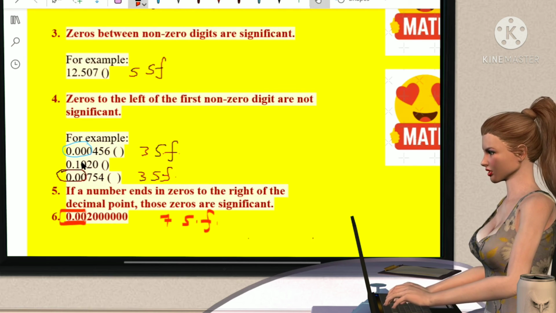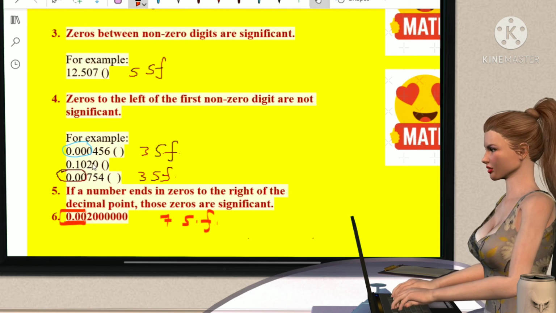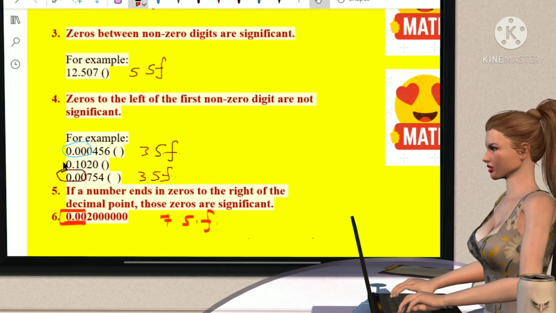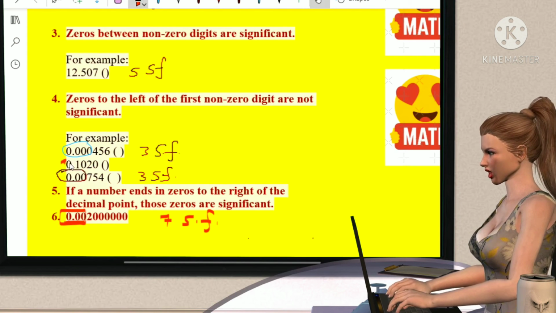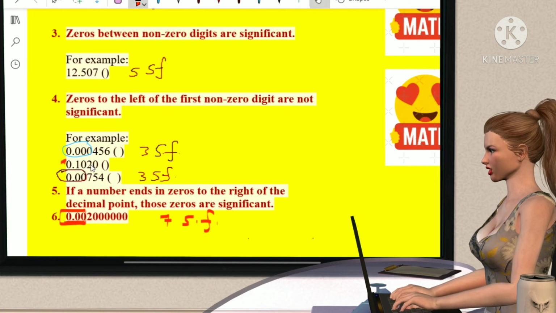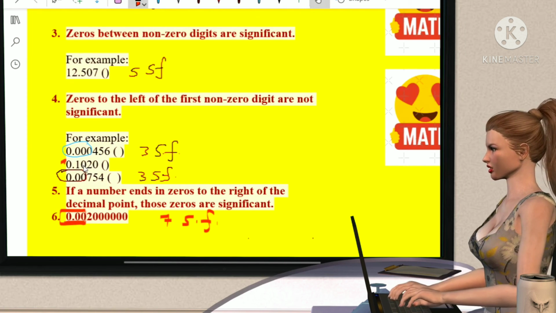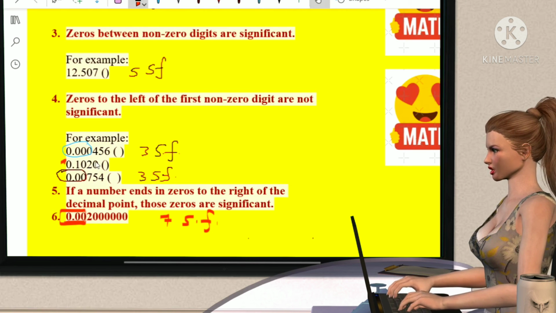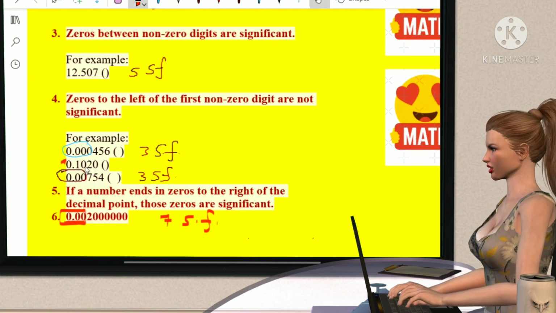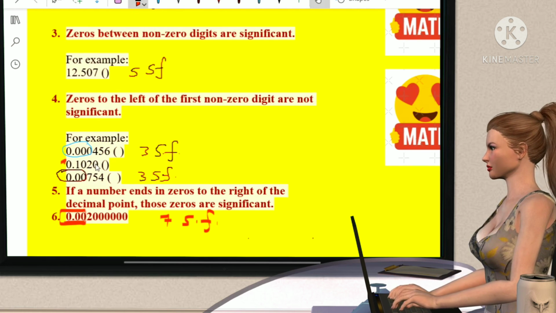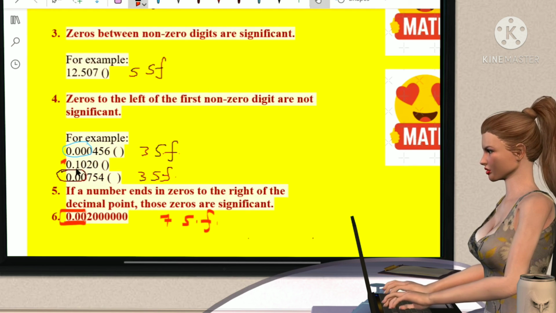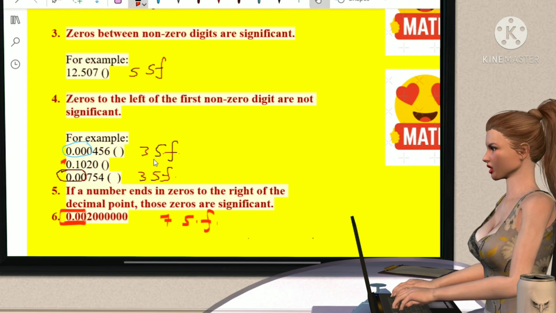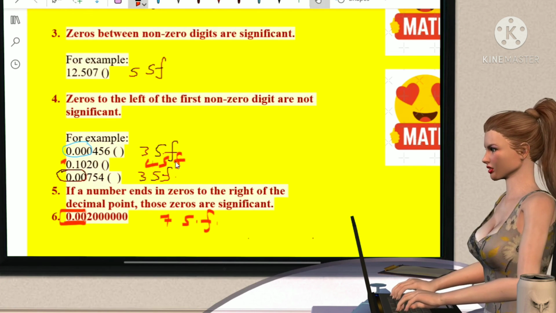Now, let's go back to 4b. Now, you have 0.1020. The leading zero again, not significant. Alright, so this is not significant because it's leading. The 0 between the 1 and the 2 is significant because it comes between two significant figures. So the 1, the 0, and the 2 are significant figures. So that's 3 so far. Because of the point, the 0 at the end here is significant as it comes after a significant figure, and you have a decimal point. So in all, you have 4 significant figures.